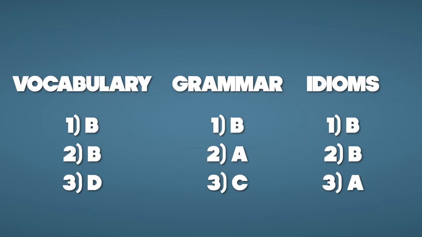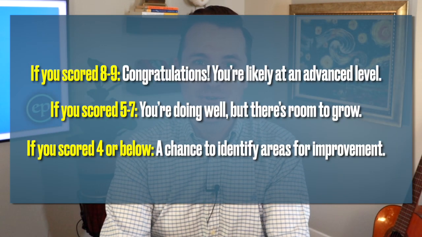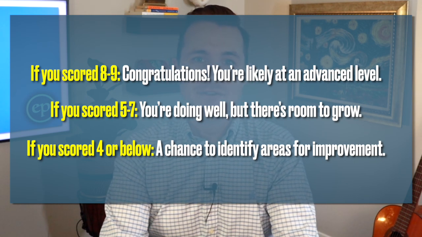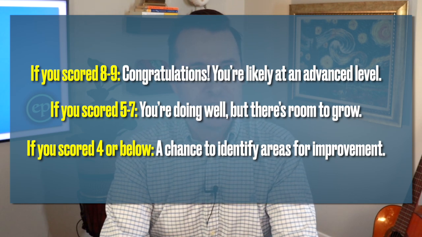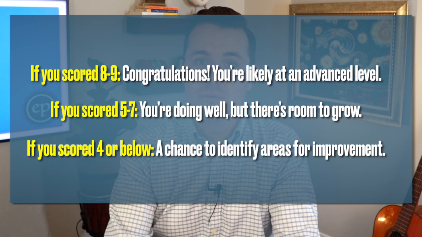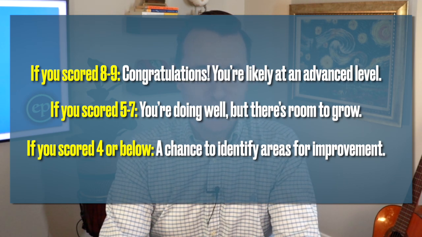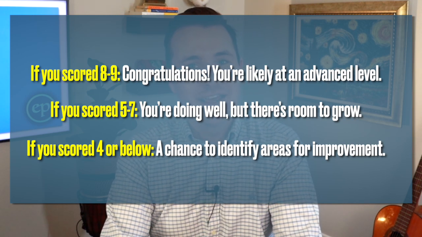Great job. Now it's time to evaluate your performance. How did you do? Here are the answers one more time. Go ahead and tally your score. If you scored 8 or 9, congratulations, you're likely at an advanced level. If you scored between 5 and 7, you're doing well, but there's room to grow. If you scored 4 or below, don't worry, this is a chance to identify areas for improvement.